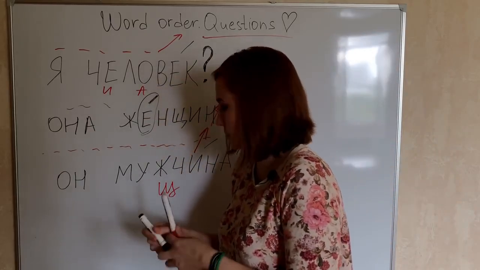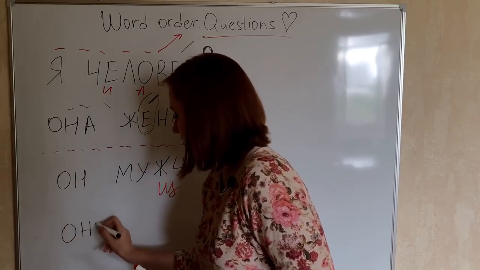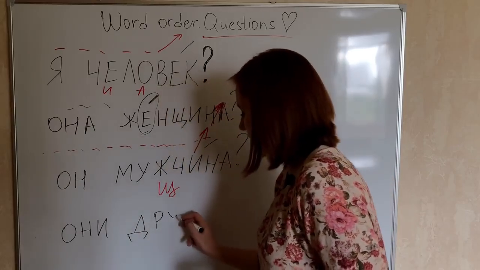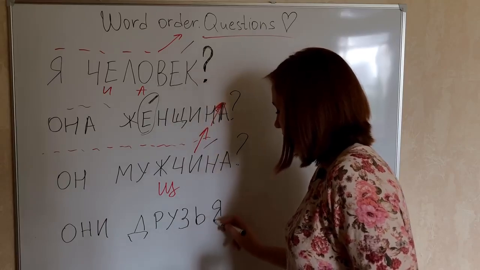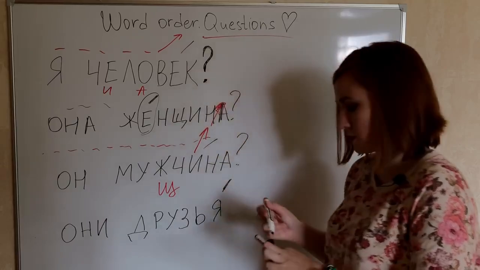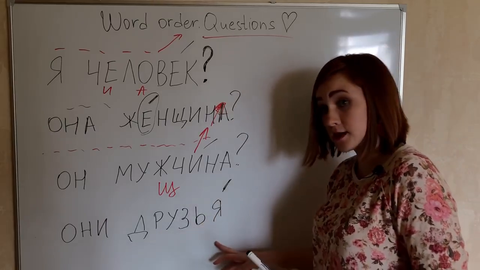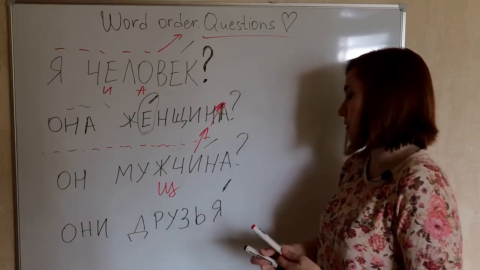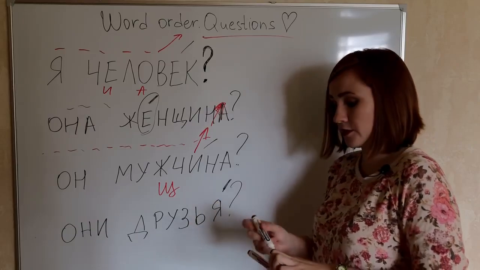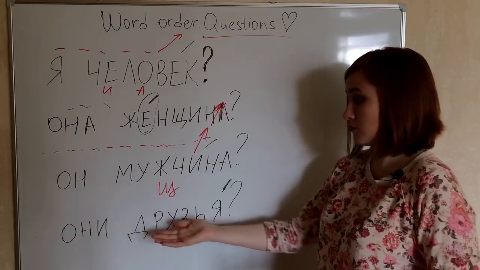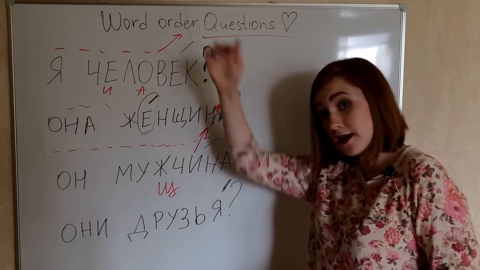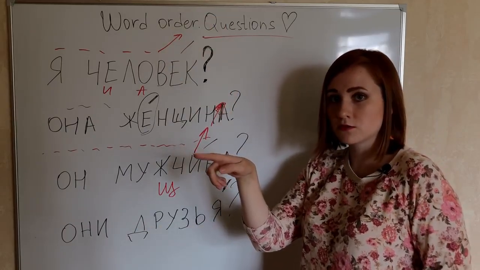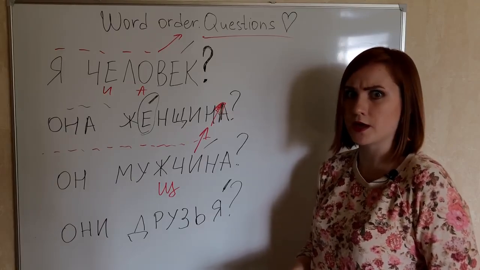Они. Wait a second. Let's say они. Друзья, friends. Они друзья. I hope you remember that it is an exception when it comes to plurals. Friends, друзья. Они друзья. Here it's easy because the last vowel is stressed. So how do we ask if they're friends or not? Correct. Они друзья? Repeat after me. Они друзья? And actually you can say, no, they're enemies.